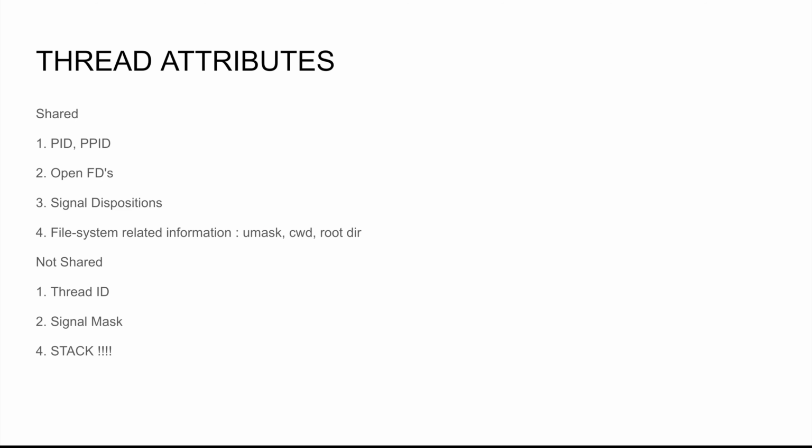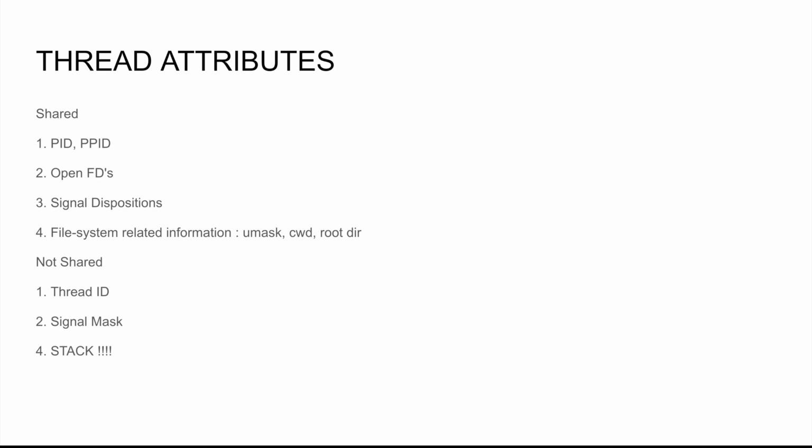We also have to understand there are a few attributes that all of the threads created inside the process will share. They will have the same process ID. They will have the same parent process ID, which I have indicated with PPID. They will be sharing the open file descriptors. Any signal handler that has been set up would also be shared. File system related information like umask, current working directory, and root directory would also be shared amongst all the threads.